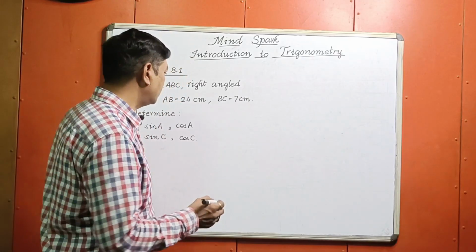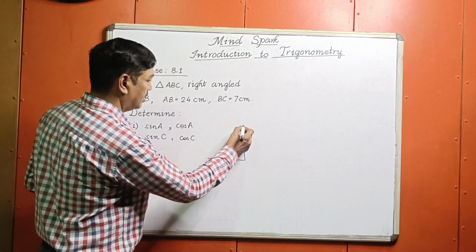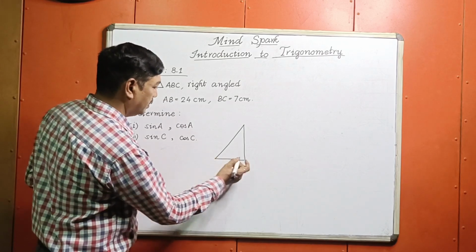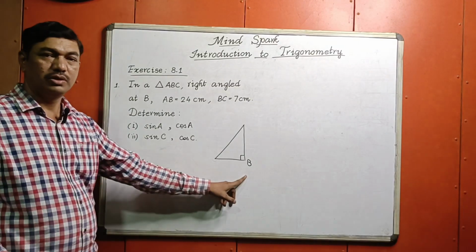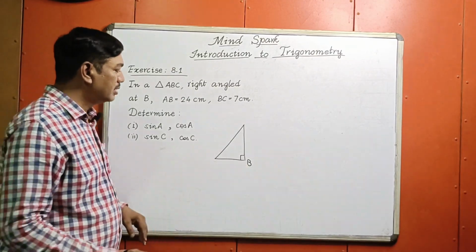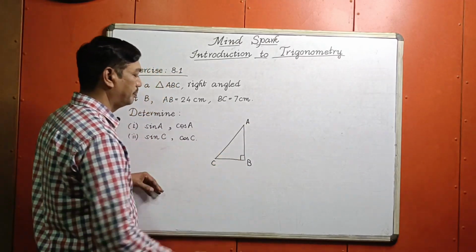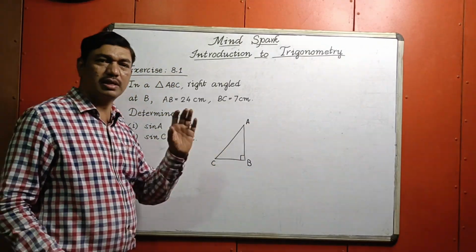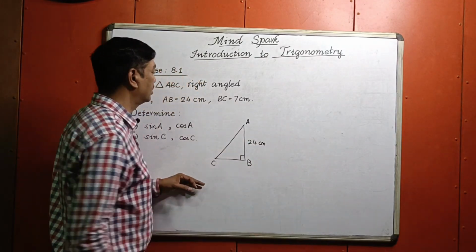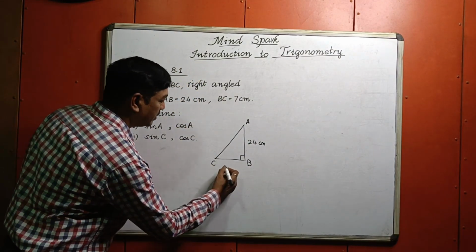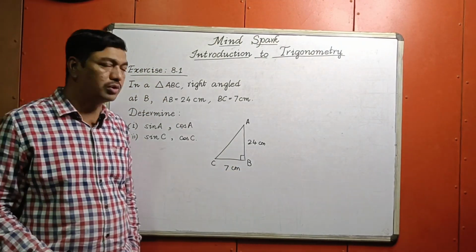Okay, what is the figure? Where is the right angle triangle? At B. Right angle at B. So it's compulsory that you should put B at 90 degrees. Then A and C. What is given you should write there. So AB is equal to how much? 24 centimeter. And BC is how much? 7 centimeter. So BC is equal to 7 centimeter and AB is equal to 24 centimeter.